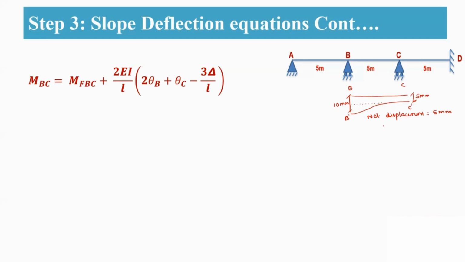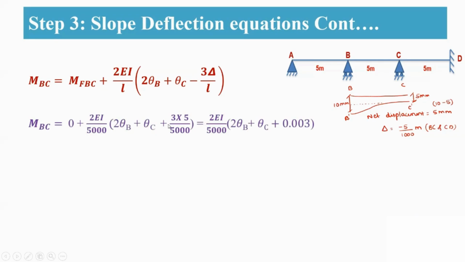Therefore, here you are going to substitute delta equal to minus 5 by 1000 meters in both the BC as well as the CD. Why? Because here you are having the negative settlement for the BC. So your extra 5 settlement is there. That 5 mm settlement is nothing but 10 minus 5, which is equal to 5 mm. So when we substitute here, delta will be equal to 5 by 1000. So that is positive only. Why? Because minus of minus is going to become a positive value.